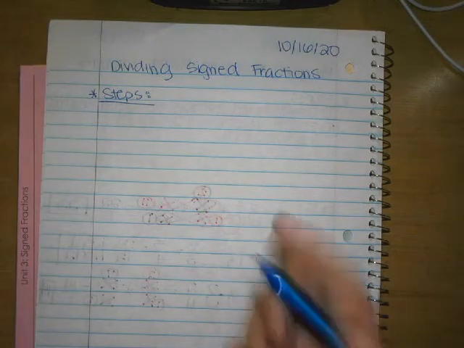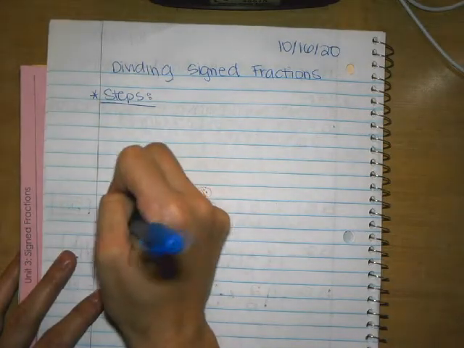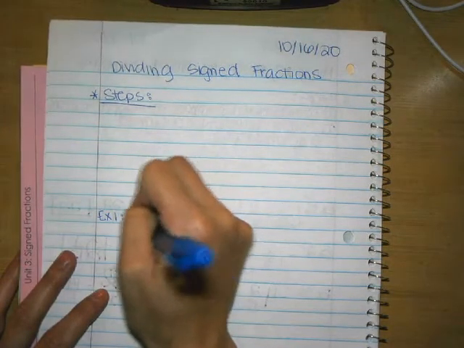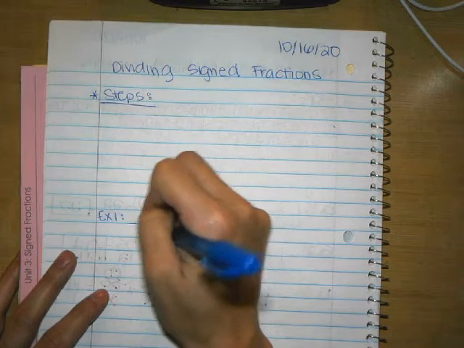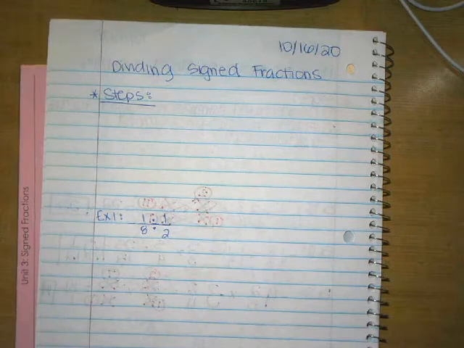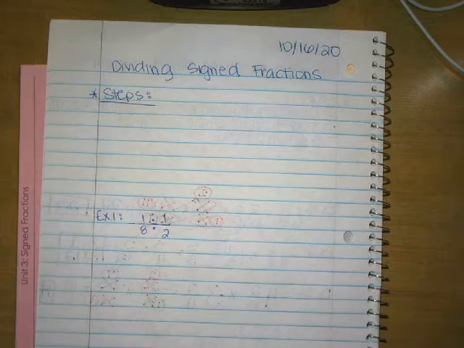So today we're going to do dividing signed decimals. We have our steps. Our first example is going to be negative 1/8 divided by 1/2. It is very, very similar to multiplication, but there is one step we have to do before we can do our multiplication steps. Does anyone know what it might be? Taylor?